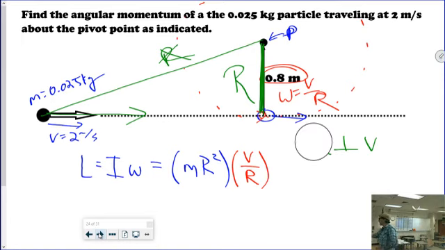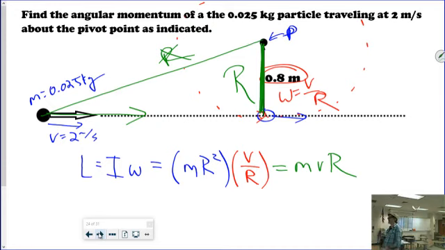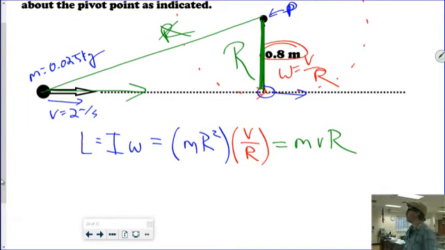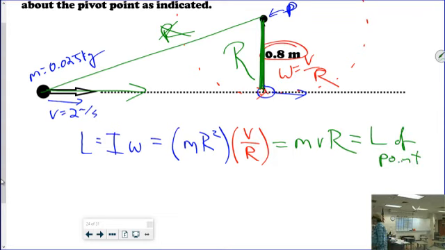So anyway, let's plug in our numbers now. When we finish simplifying this, r squared over r gives you r. So this basically simplifies down to mvr. I'm mad that I chose a capital letter R here, because usually I use lowercase r. But anyway, you'll be good. So this is how you find the angular momentum of a point particle: you just do mvr.